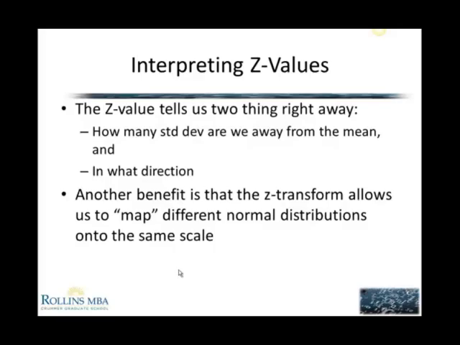Another benefit of the z-transform is that it lets us map different normal distributions onto the same scale. We can compare different distributions and get a sense for where certain values fall. And we'll see an example of this in a short while. We're going to take a look at a problem out of your textbook, and we'll see how the z-transform actually helps us to do some calculations around certain distributions.